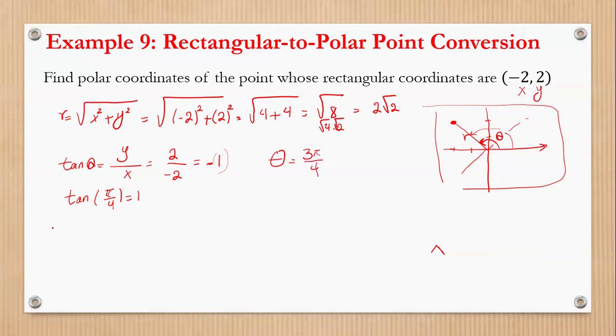You can also put it on the calculator using the tangent inverse key and see what you get. Now you have both r and theta. You can rewrite it as polar coordinates, which are 2 root 2 and 3 pi over 4.